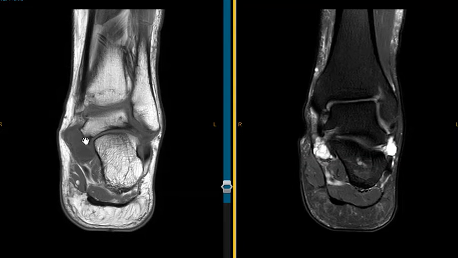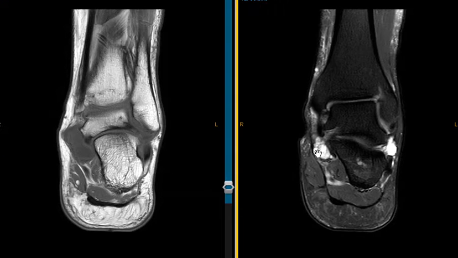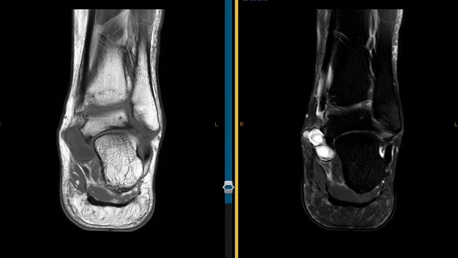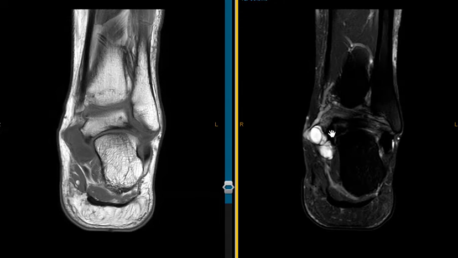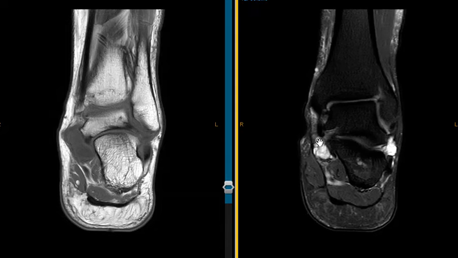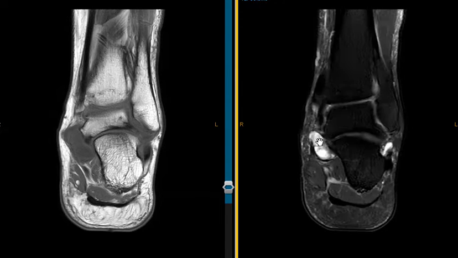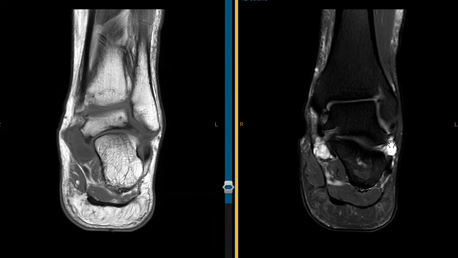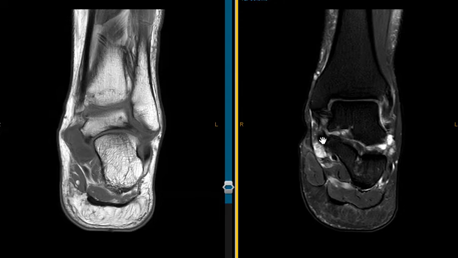So the question is, what is this thing? We see that it is complex, multiseptated. See little whirling areas of intermediate signal intensity that are septations. It goes from the medial aspect here. This is in the region of what we call the tarsal tunnel. It goes through this area called the sinus tarsi, and it looks like it protrudes out here on the lateral side. So it looks like it's one big, continuous, complex structure.